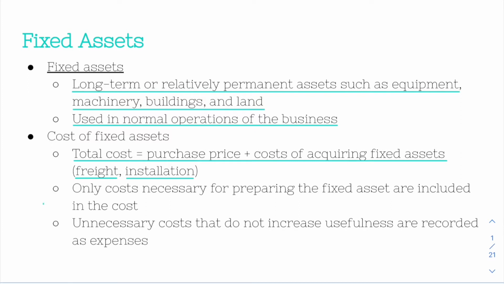But it's important to note that only costs necessary for preparing the fixed asset are included in the cost. Any unnecessary costs that do not increase the usefulness of the fixed asset are not included, and are recorded as expenses. If the people installing it dropped it and it caused a problem and you had to fix that, you wouldn't include that. That would just be an expense. If there was any sort of vandalism, that also wouldn't be added to the total cost. It's just the purchase price plus any necessary costs of acquiring the fixed assets. And that's important to remember going forward.